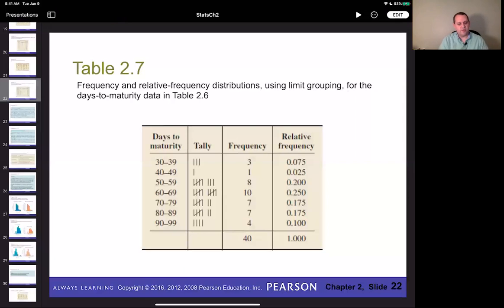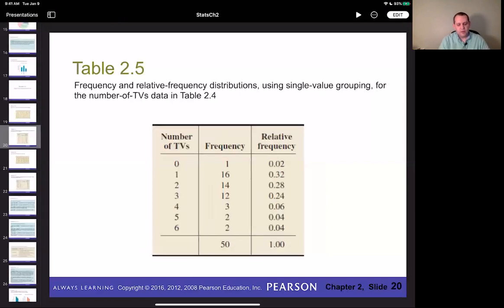So for example, if we go back to the TV example, we could have different clusters where you have 0 through 2 TVs. That would give us a frequency of 1 plus 16 plus 14 is 31. And then 3 or 4 TVs would give us a frequency of 15, and so on. So you could have different clusters within this. There are, again, different ways to organize all this data, and that leaves a lot of choices up to us as to how we want to organize our data and how we want to present it.